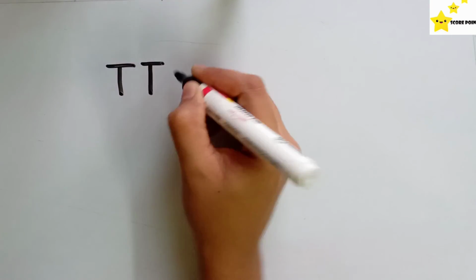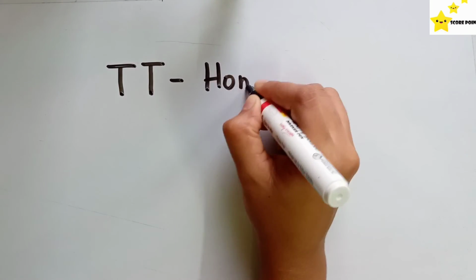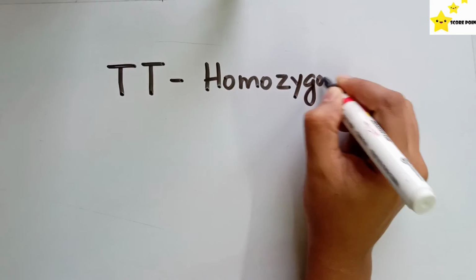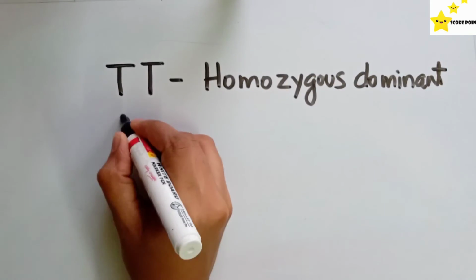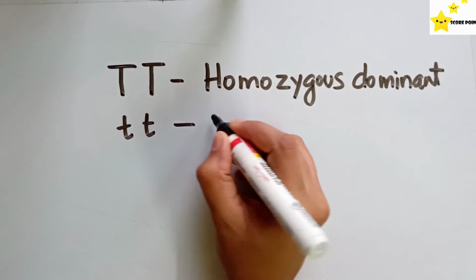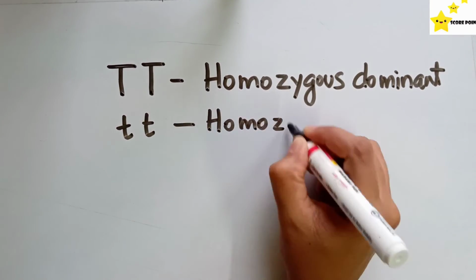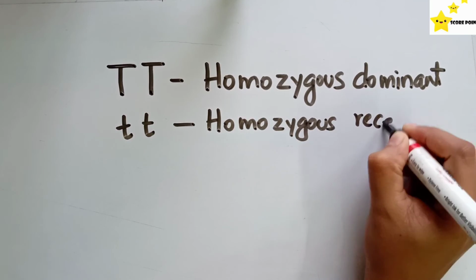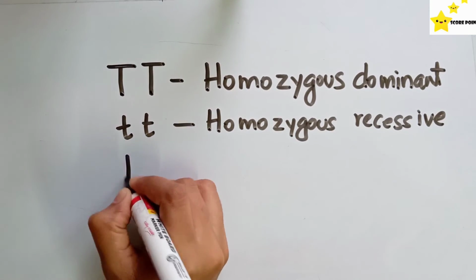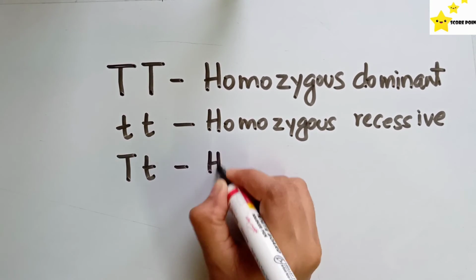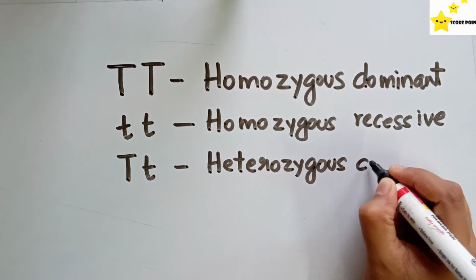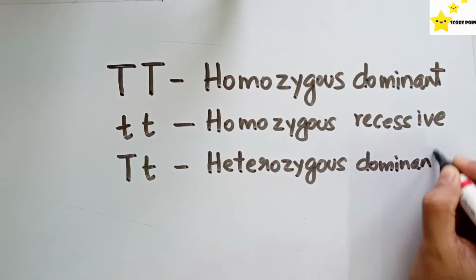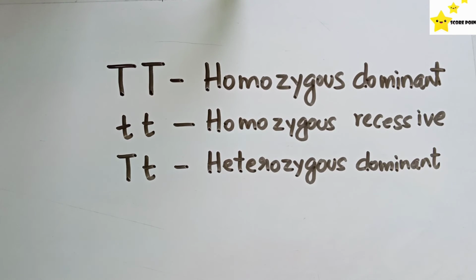Next, we can learn about homozygous and heterozygous condition. When the alleles are identical, it is called homozygous condition. Here you can see capital T or small t, both of these are identical alleles. So it is homozygous. First one is dominant and second one is recessive. Whereas in heterozygous condition, it is non-identical alleles. So you can see the example here, capital T and small t.